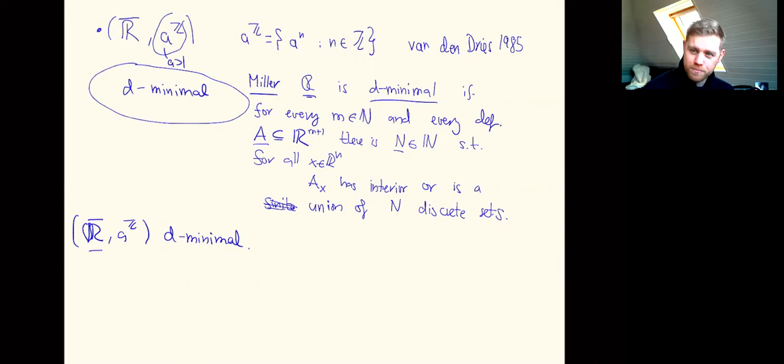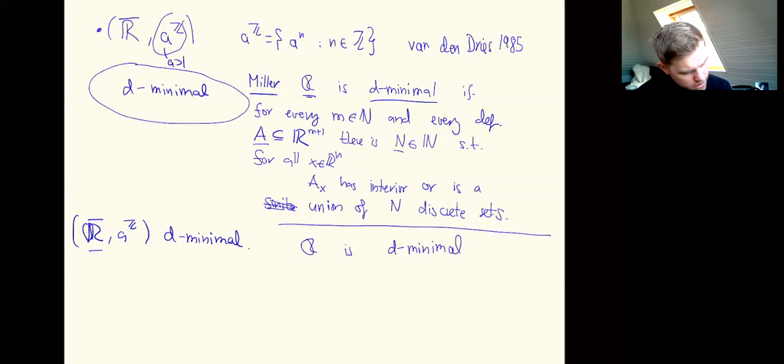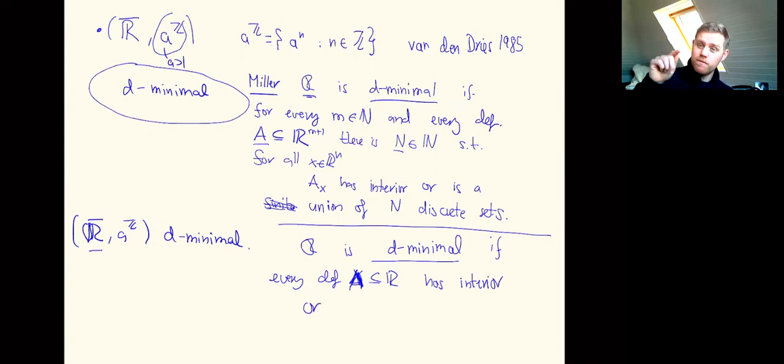Let me restate this one more time. What Chris could have done is define that a structure R is d-minimal, and this would be the direct analog of o-minimality, if every definable subset A of R has interior or is a finite union of discrete sets. In the case of o-minimality, you would say every definable subset of R either has interior or is finite. But now you say that every definable set has interior or is a finite union of discrete sets.